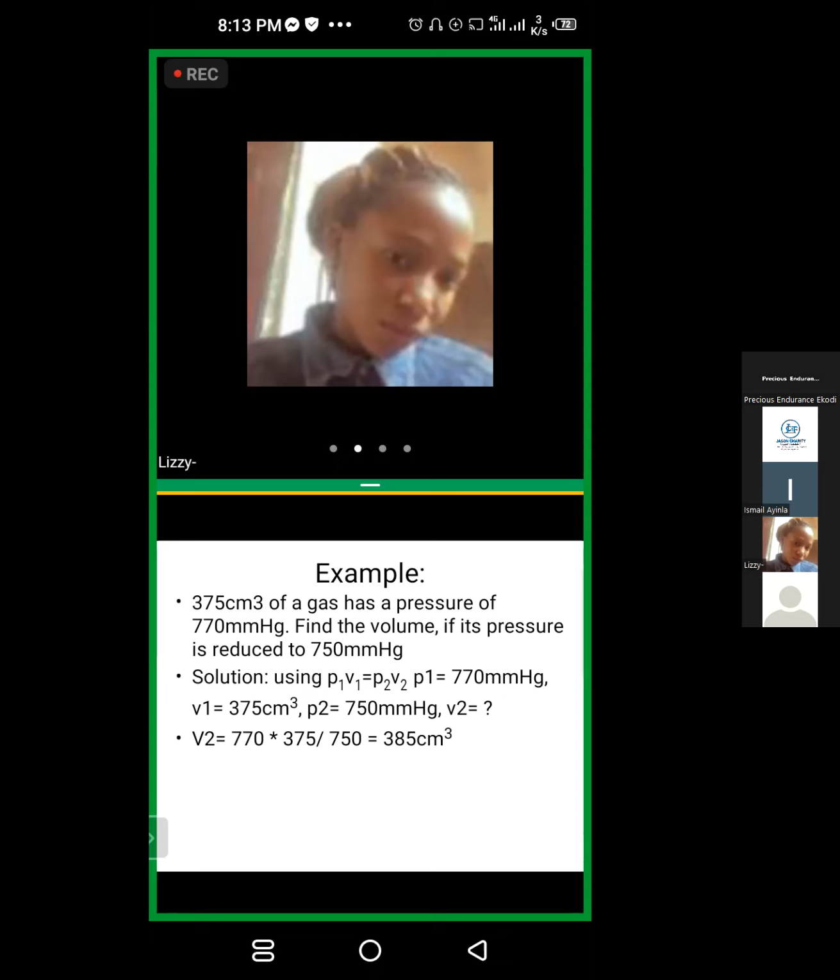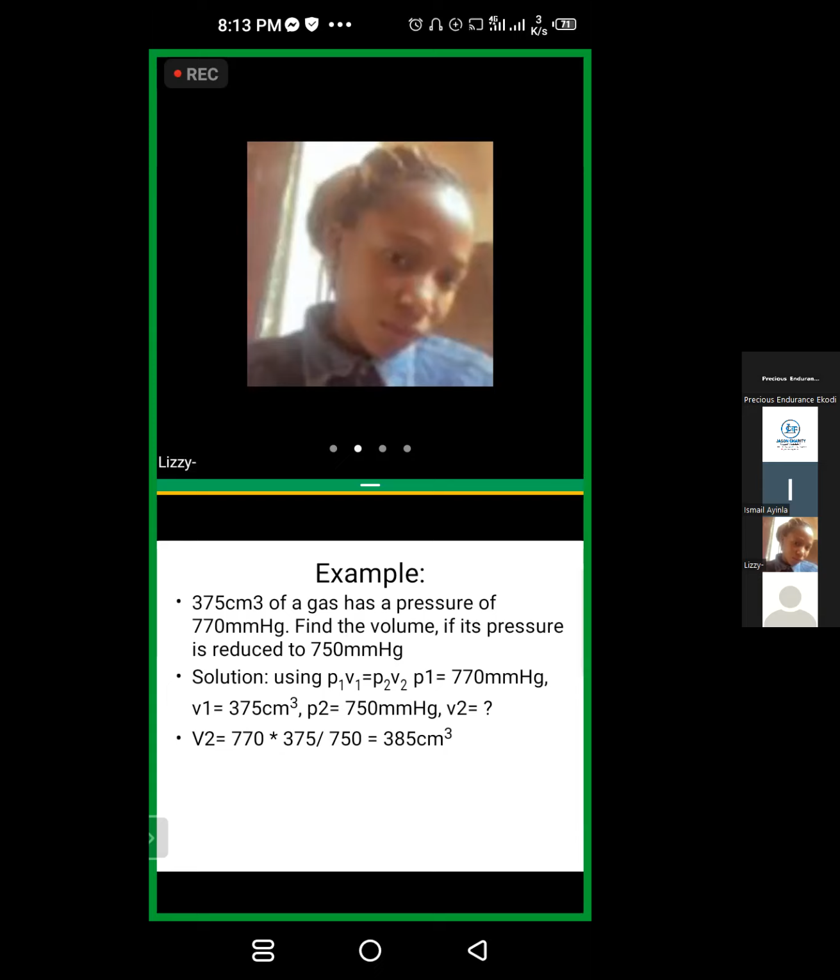So we solved it there as, since you are looking for V2, we have V2 equals 770 times 375. 375 is your V1, right? So that is your P1 times your V1 divided by your P2, which is 750. If you try that, you will get 385.